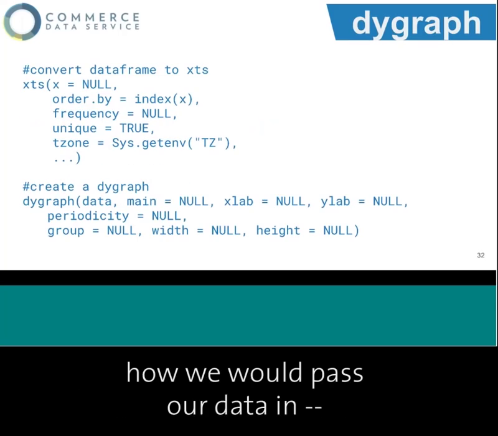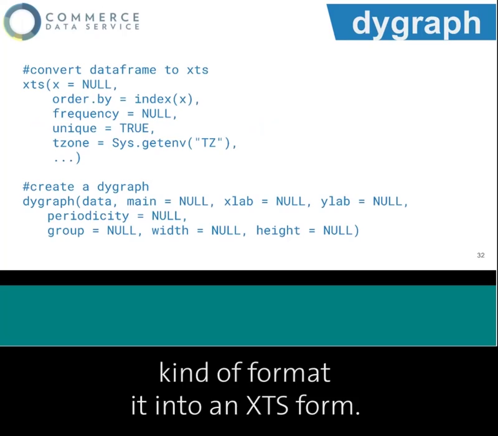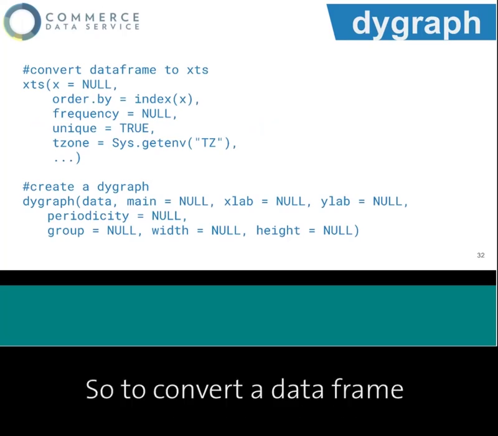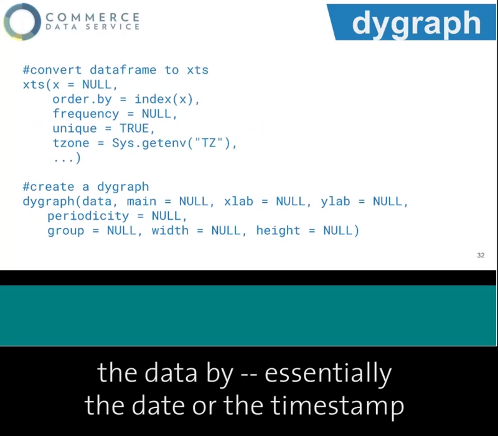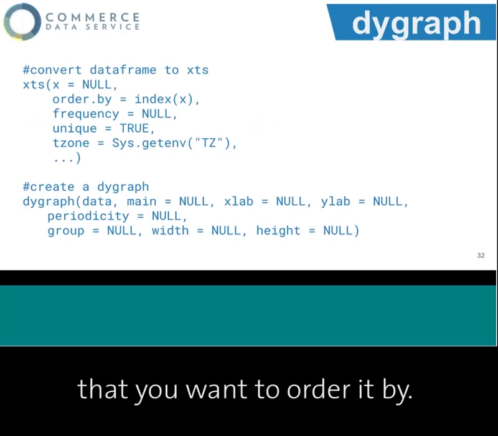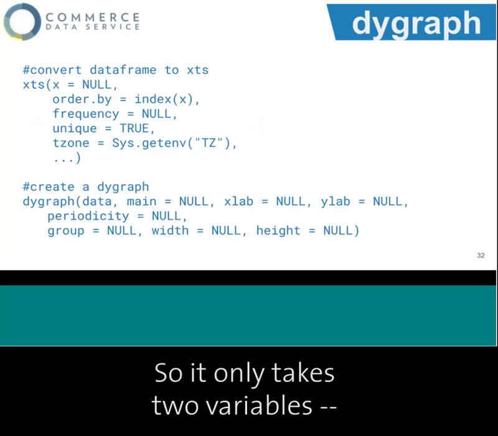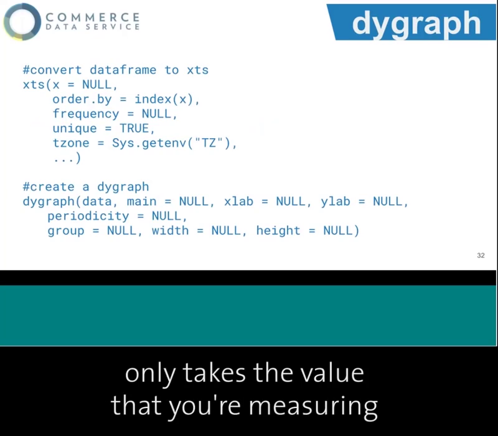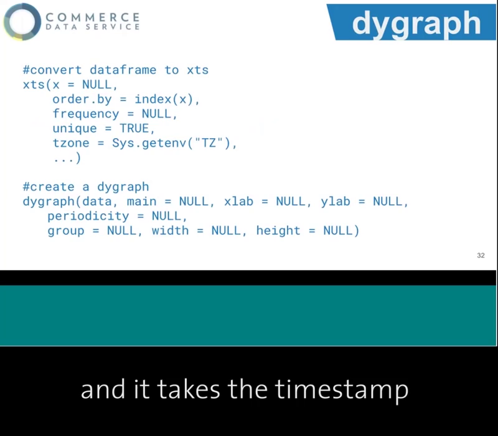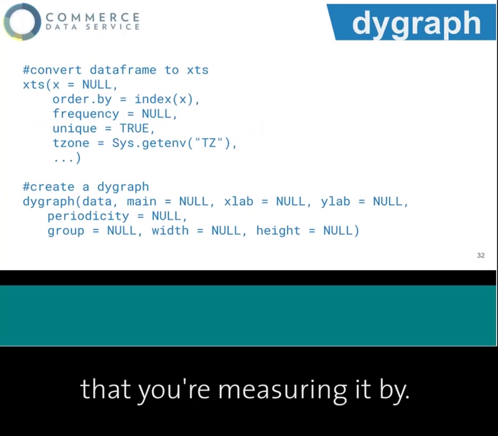So we're just going to cover how we would pass our data and format it into an xts form. To convert a data frame in R to xts, the command is very simple, very straightforward. It's xts, the data you want to pass, and then what you want to order the data by, essentially the date or the time stamp that you want to order it by. So it only takes two variables. That's the thing you should remember. It only takes the value that you're measuring, and the timestamp that you're measuring it by.